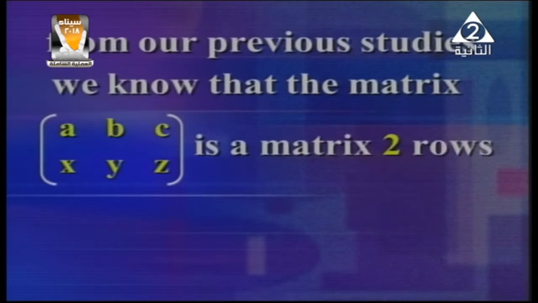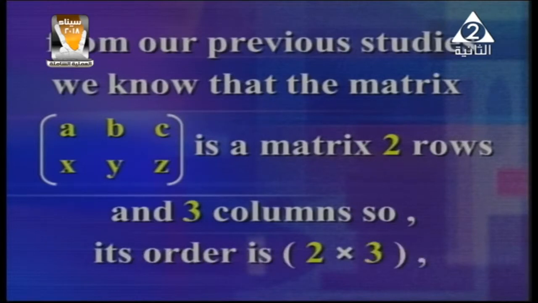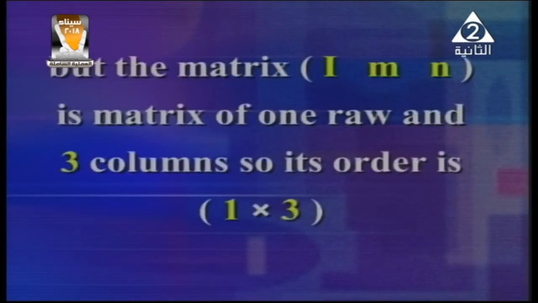Dear students, from our previous study we know that the matrix with entries A, B, C, X, Y, Z has 2 rows and 3 columns, so its order is 2 times 3. But the matrix L, M, N has one row and 3 columns, so its order is 1 times 3.